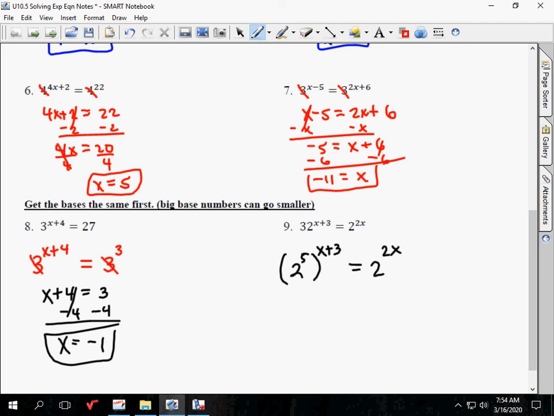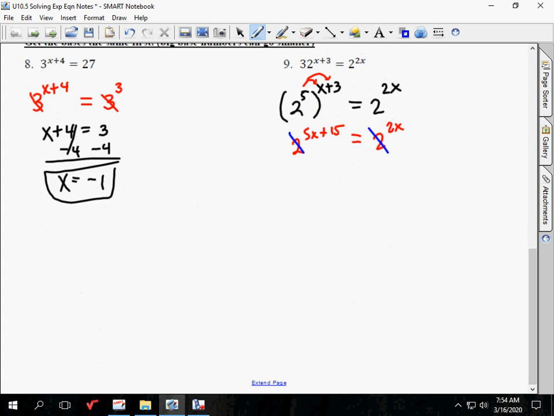All right, so now we're going to take this 5 and we can distribute, because it's a binomial, that 5 has to get distributed to both x and the 3. So now we have 2 to the 5x plus 15 equals 2 to the 2x. Now the bases are the same, and we can cancel them out. And now we just solve for x.